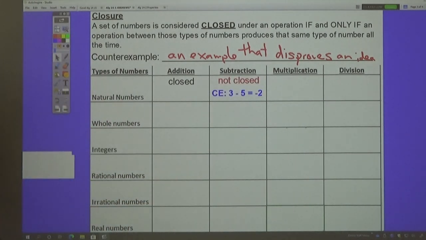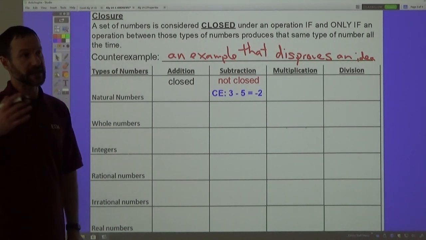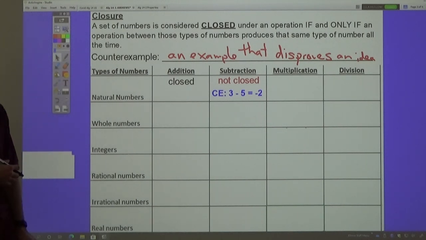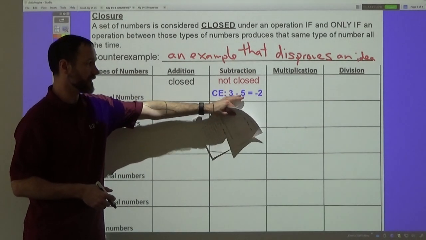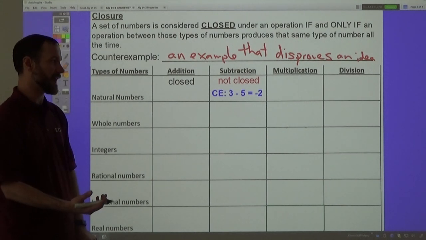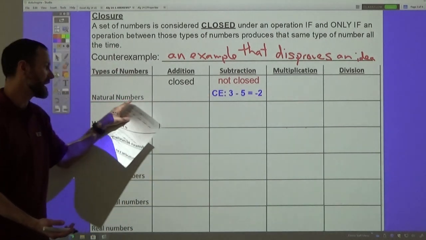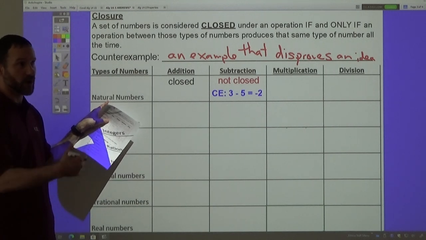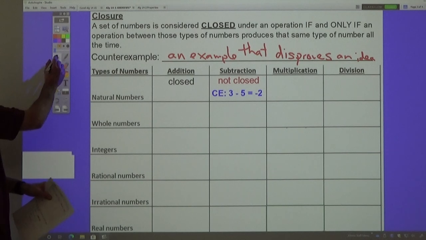Subtraction. Subtraction is not closed. Yes, you could do like 10 minus 8 is 2. That's a natural minus a natural, which gives you a natural. But there's some instances where it doesn't give you a natural number as an answer. So a counterexample to this would be 3 minus 5. 3 is a natural number, 5 is a natural number, but 3 minus 5 gives you negative 2. Negative 2 is not a natural number, because remember, natural numbers start off at 1 and go 1, 2, 3, 4, 5. Negative 2 is not natural, so that is not closed.